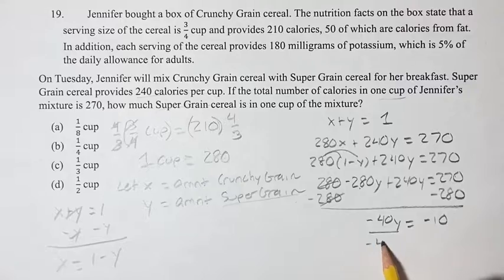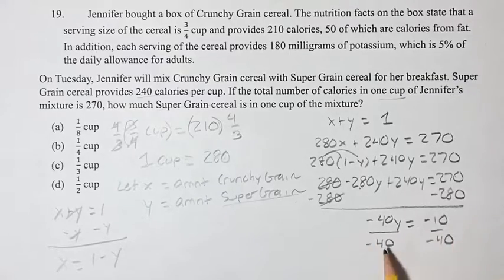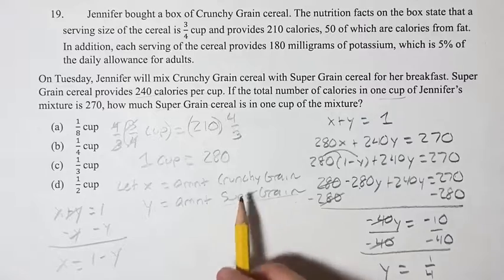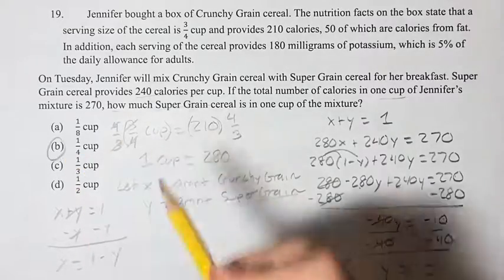We want to solve for Y, so divide both sides by negative 40. These cancel and we get Y is equal to negative 10 divided by negative 40, which is 1/4. So this is the amount of super grain cereal in the mixture, 1/4. B is going to be your final answer.